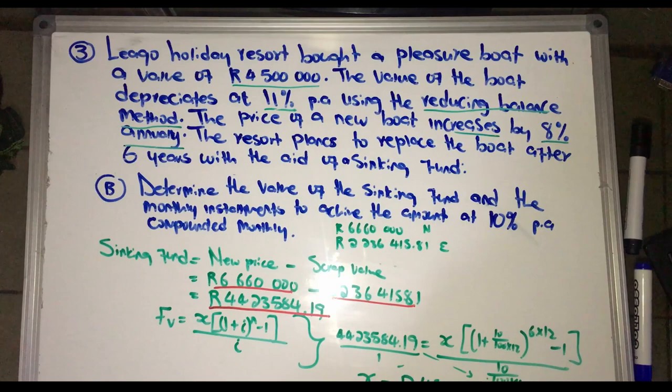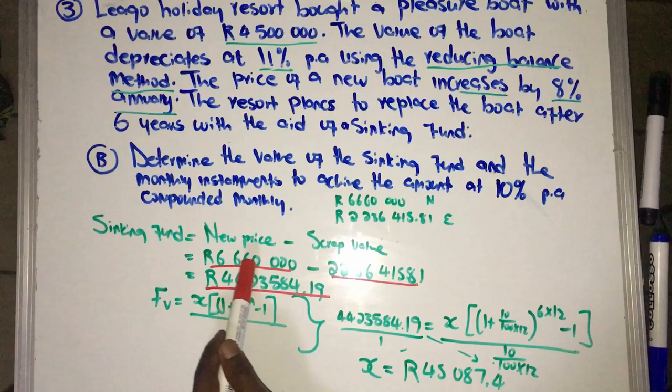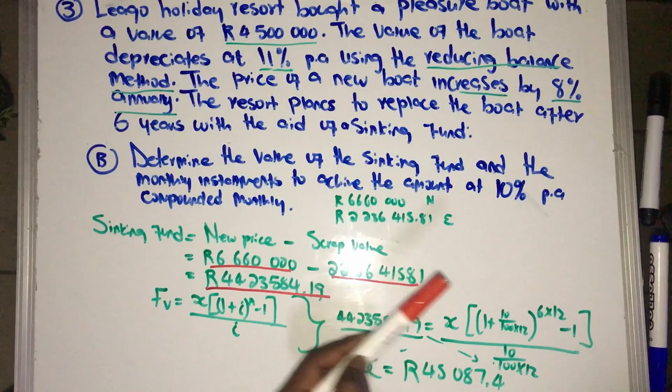So this is the final answer: 45,087 rands. Okay, so the resort will contribute 45,000 rands every single month, such that at the end of 6 years they will have 4.4 million rands. And then they will sell the 2.2 million rands old boat, and they will buy the new boat for 6.6 million rands.